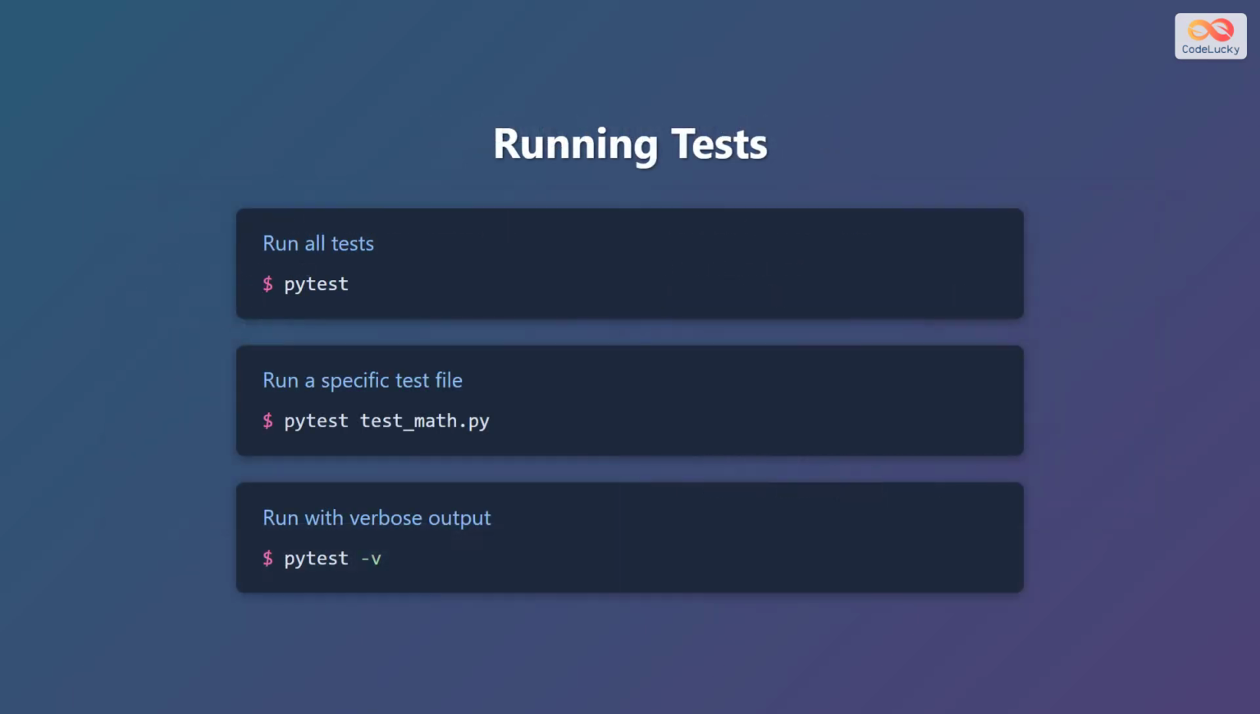Now that we have written our first test, let's run the tests. To run all tests in the current directory, simply type pytest in your terminal. To run a specific test file, type pytest followed by the name of the test file, such as pytest test_math.py. For more detailed output, you can use the verbose option by typing pytest -v.